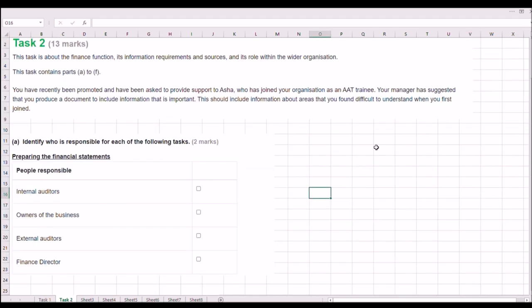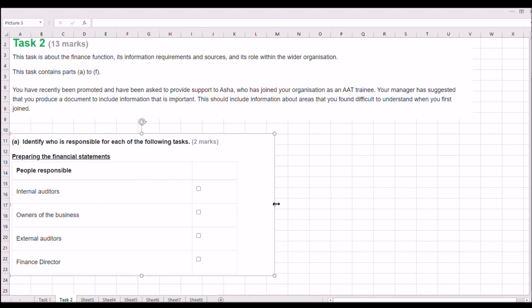Question two, it's about the finance function. So we're going to see a finance function question, originally quoted and asked to support a particular individual who's asked to join your organization as an AAT trainee. So we're going to see some straightforward or simple questions sometimes in here, but it's a finance function question, so you might see some ropey things that we just have to roll with. So identify who's responsible for each of the following tasks. That's really quite a nice straightforward question.